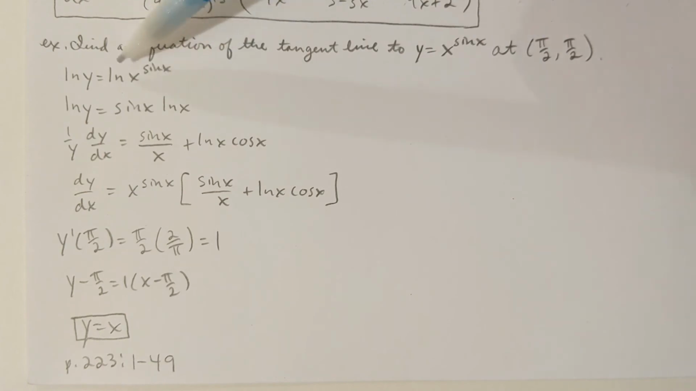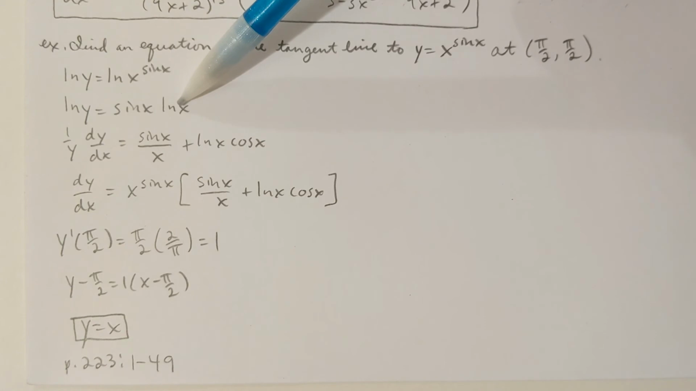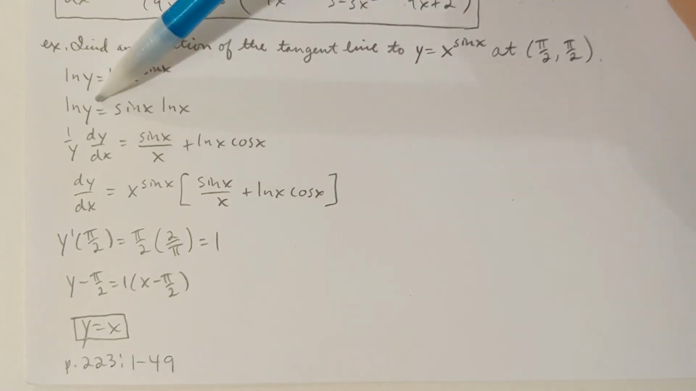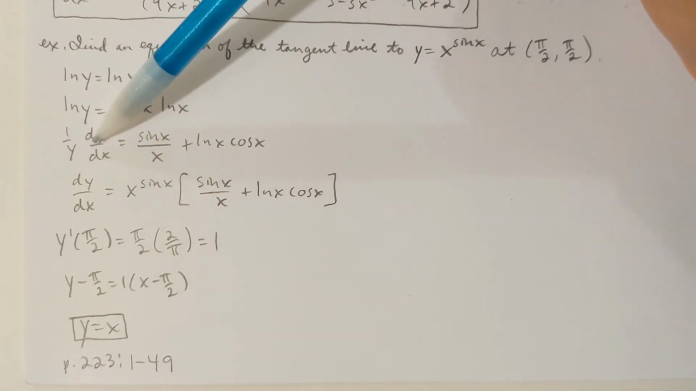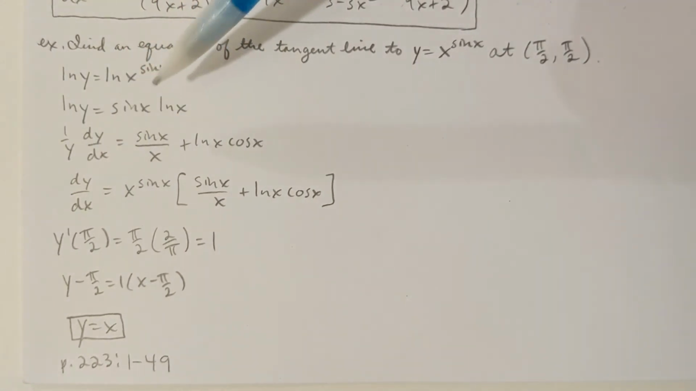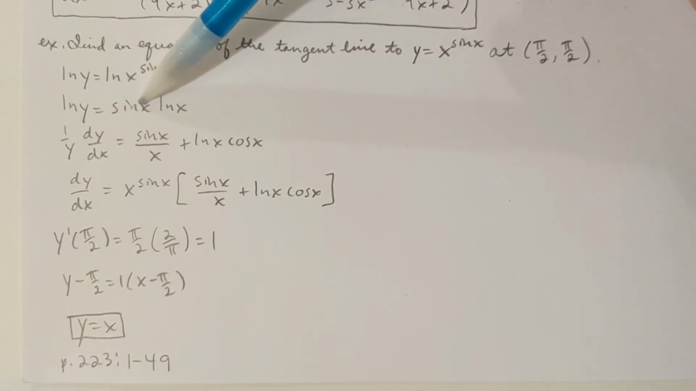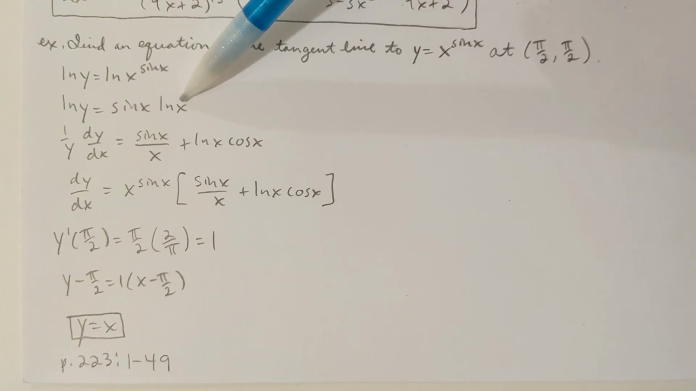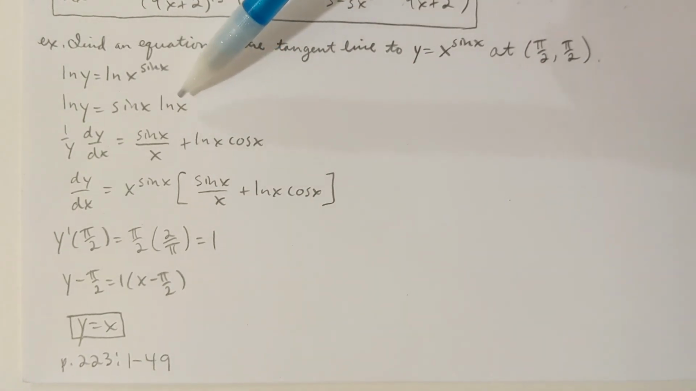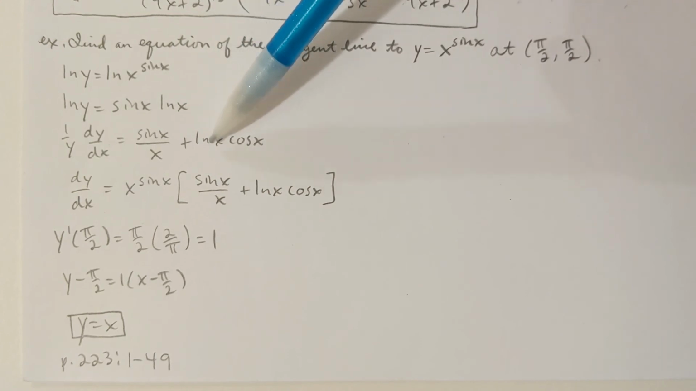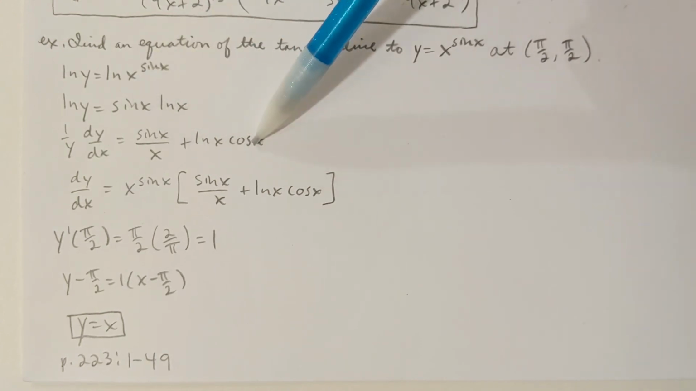That will allow me to bring the power in front of the logarithm there on the right. And now I'm going to take the derivative of both sides. I'm using implicit differentiation, so the derivative of ln y would be 1 over y, and then times dy/dx. On the right, I need to use the product rule. So the first is sine x times the derivative of the second. Derivative of ln x is 1 over x. Plus the second, ln x, times the derivative of the first. Derivative of sine x is cosine x.